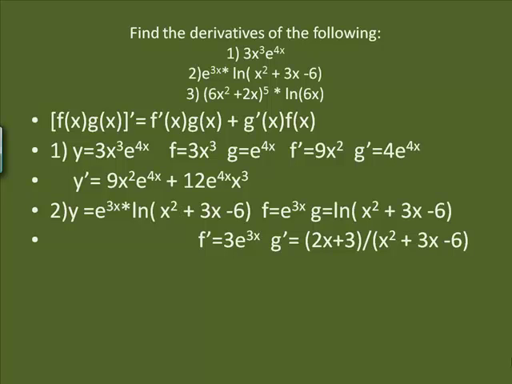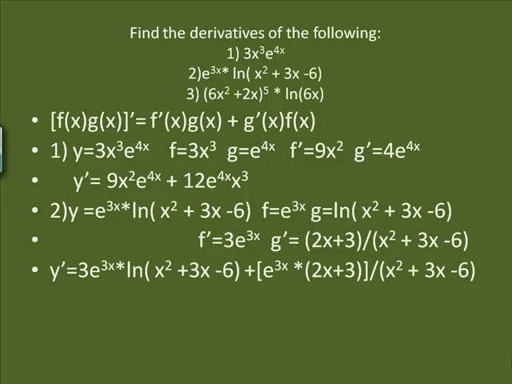Now that we have all four pieces, again, we just want to plug it into our product rule formula. So that will give us f prime g, which is 3e to the 3x times natural log of x squared plus 3x minus 6, plus g prime times f. So here again, since we have a fraction, we can combine the f term, which is e to the 3x, with the numerator of g prime. So that will give us e to the 3x times 2x plus 3, all divided by x squared plus 3x minus 6.